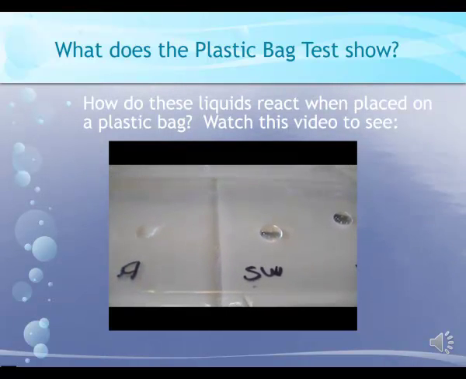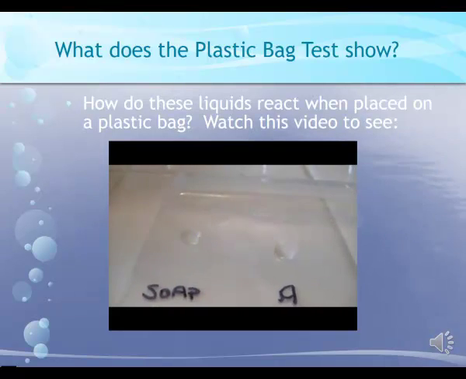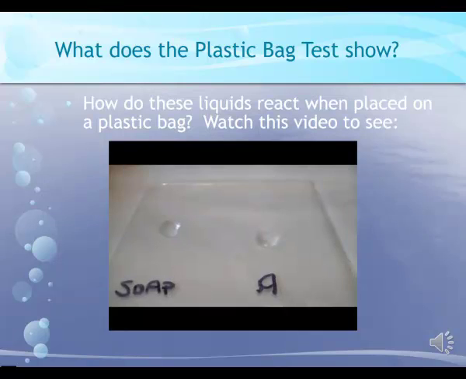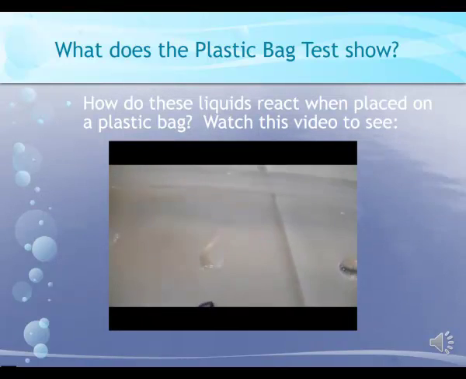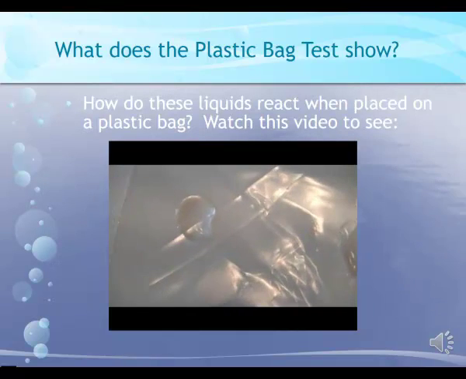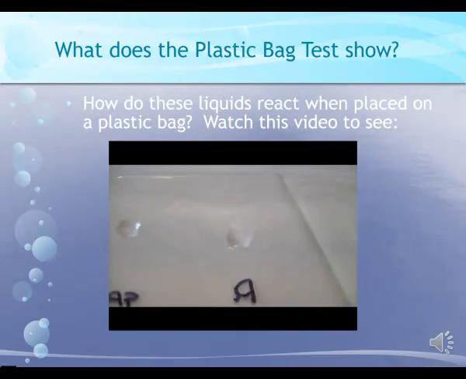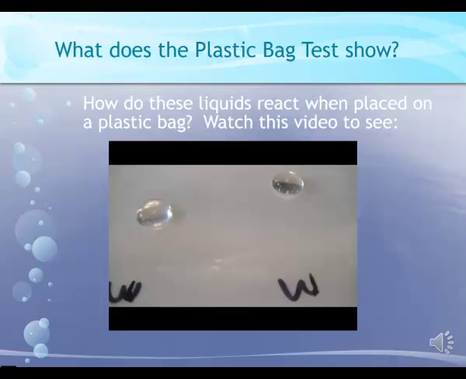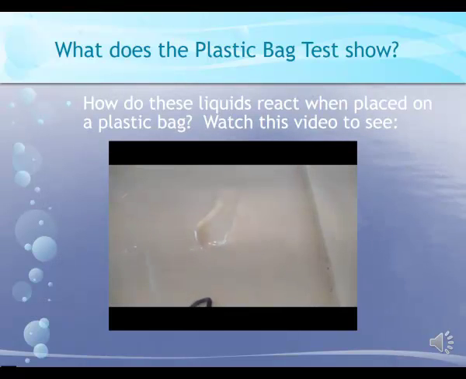It's spread out. And our soap kind of seems to be halfway between the alcohol and the waters. It still maintains a bit of a rounded shape, but it isn't as round as it could be. Okay, so there's the salt water and water again, the alcohol that spread out all over the bag, and the soap that's kind of halfway.